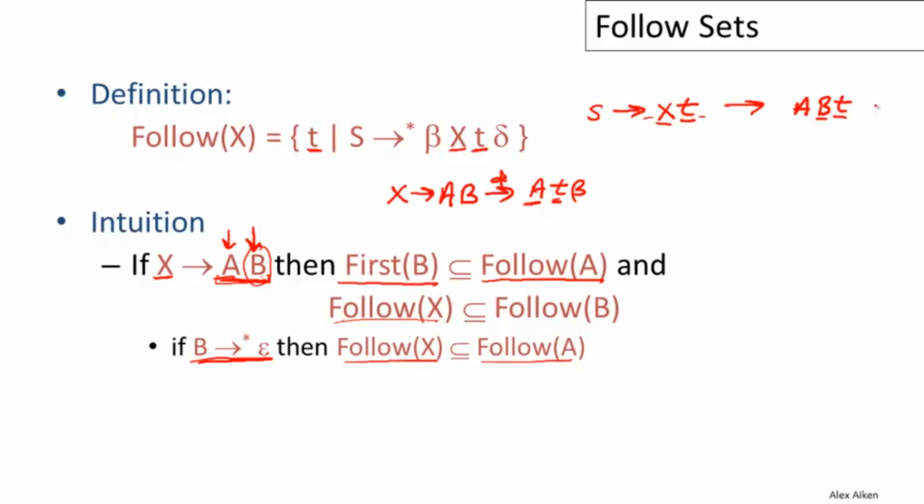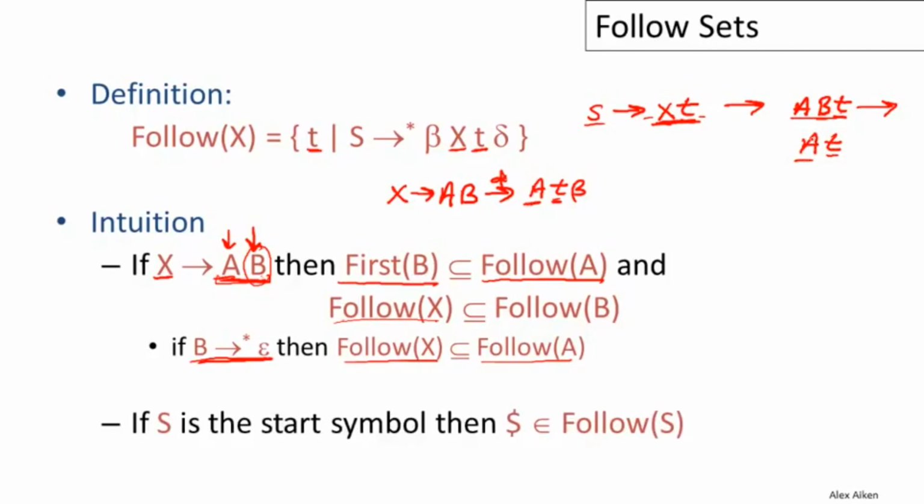And following up here in our example, we start with the start symbol, we get to XT. In one step we get to ABT, and so T was in the follow of B. But now B can go to epsilon, and so we can also get to AT, and therefore T is also in the follow of A.